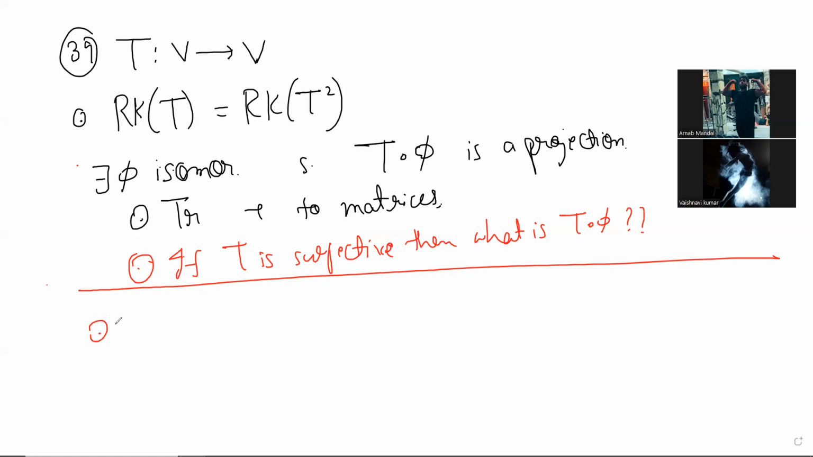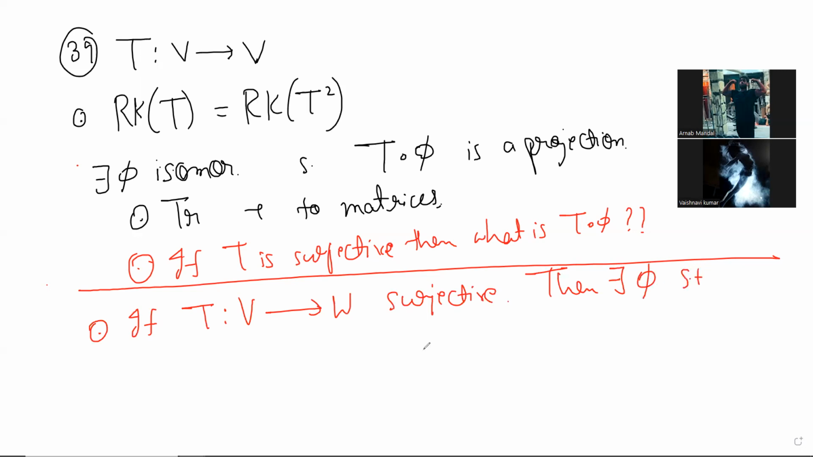You can use this technique or otherwise to prove the following: if T is from V to W, so now we no longer can do this T square business, right? But if now T is from V to W, surjective, okay, then this is, I think, a baby example. There exists a phi such that T phi is identity.